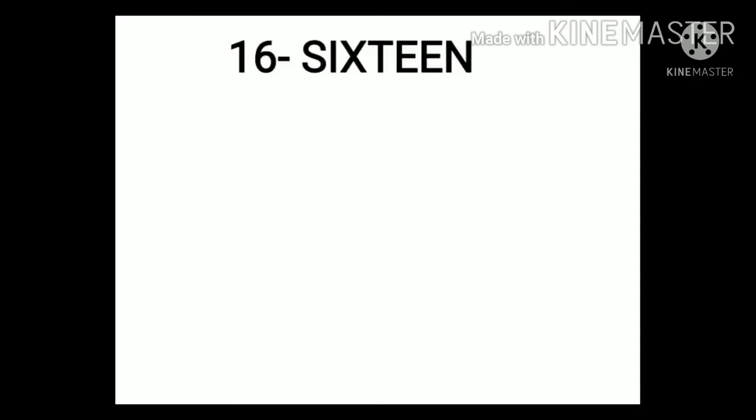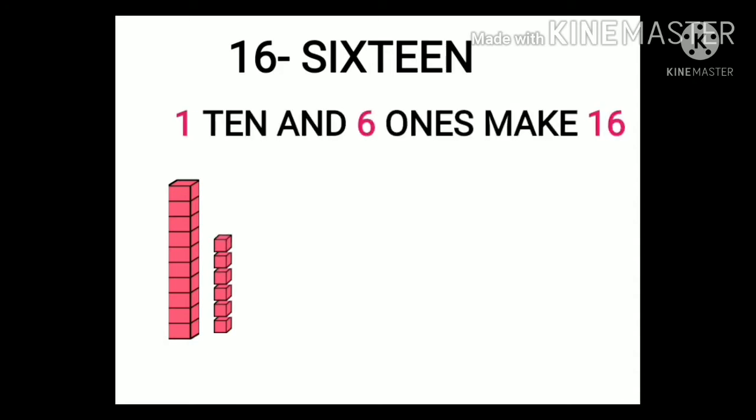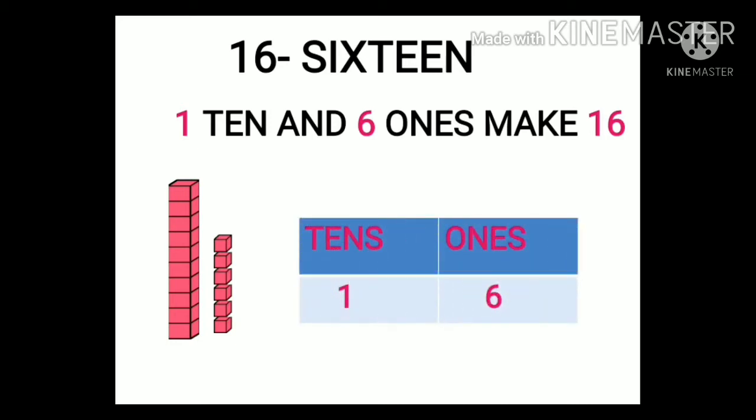Now the next number, 16. Let us see how to build it up. Take 1 ten and 6 ones: 1, 2, 3, 4, 5, 6. So 1 ten and 6 ones make how much? Yes, it is 16. And there are 1 ten and 6 ones in the number 16.